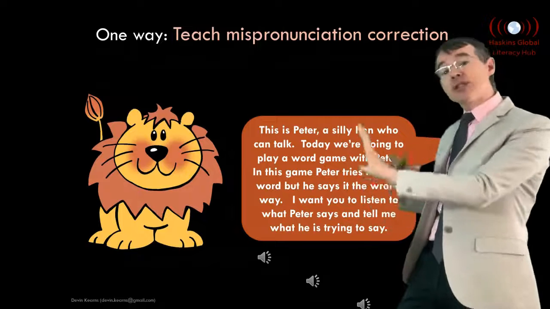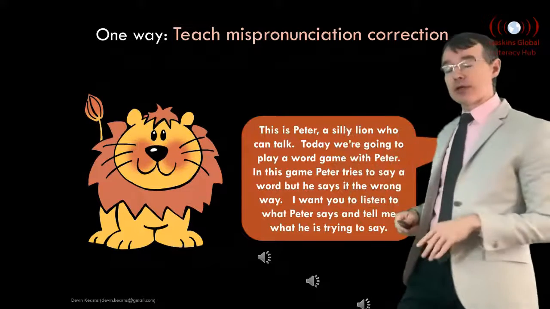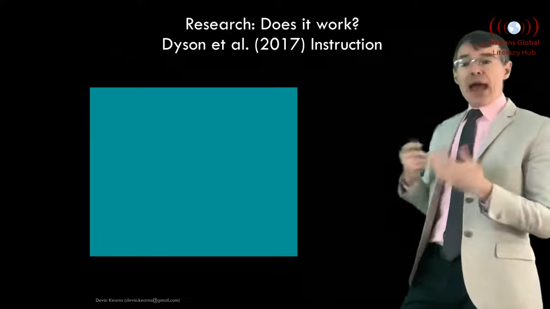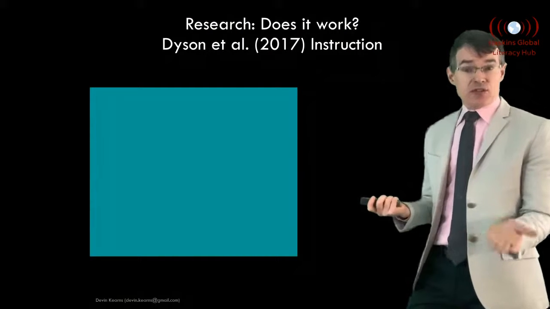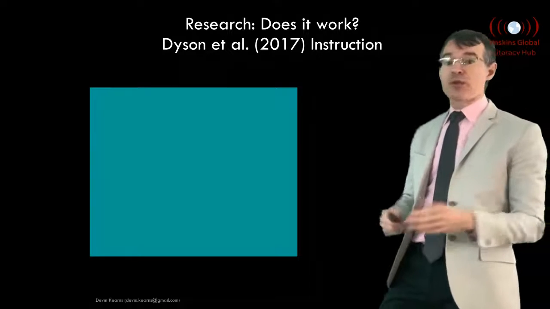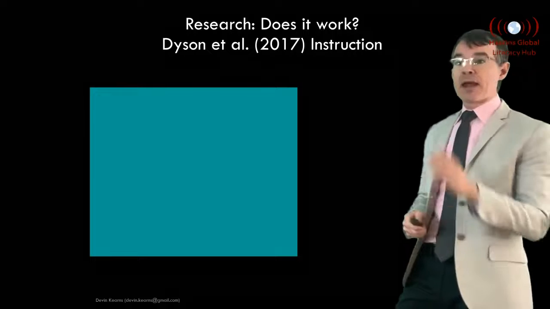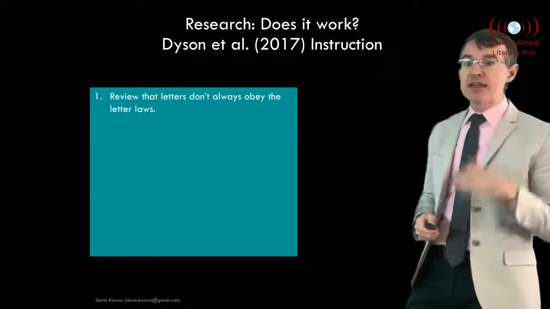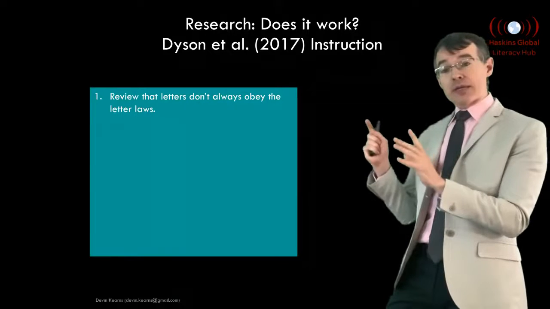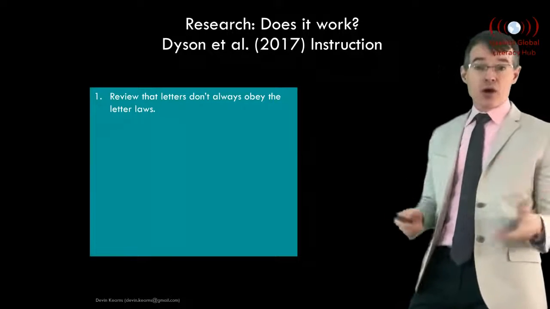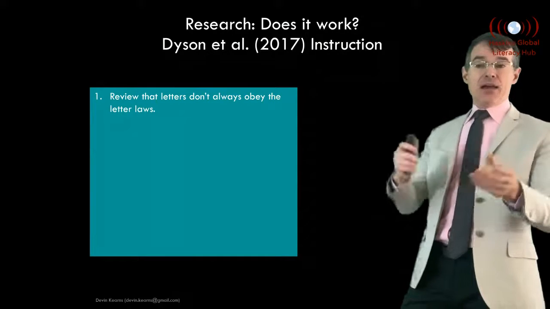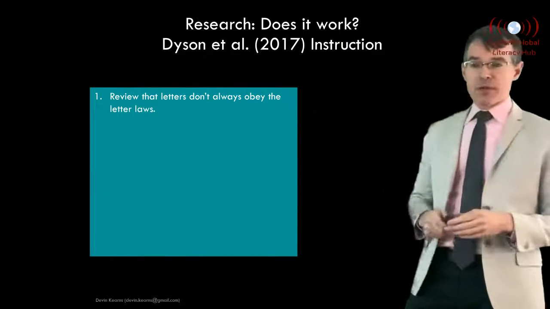That becomes much clearer to them, what they're supposed to say. So if we teach students about mispronunciation correction, that can really support them in reading long words. There's actually research that suggests that this works. It's relatively new research, but I wanted to share it with you because I think it really is important. So Dyson and colleagues in 2017 did this. I'm going to share with you what they did. If this is a little bit hard to read, I'm going to read it to you. And at the end of this, you can get a copy of the presentation. I'll share that with everyone.